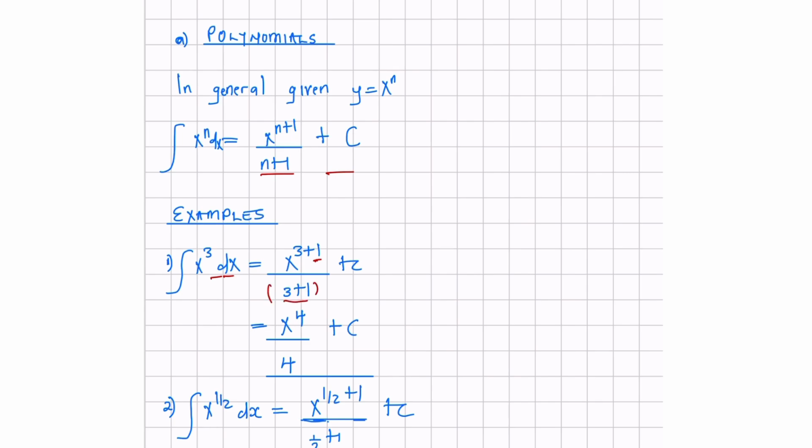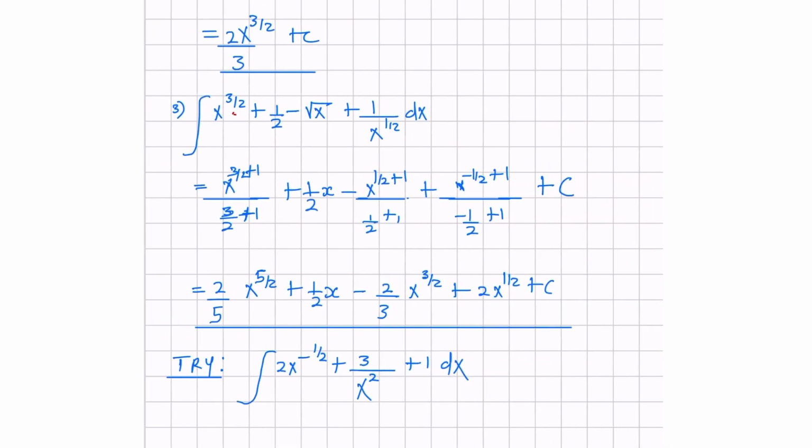We've got another problem here. Problem number 2. It's the same concept. You're going to add 1 to the power, then you're going to divide by the new power, then you add your constant c. Ultimately, you're going to get 2x to the power of 3 over 2 over 3 plus c as your answer. Another example here is still a polynomial. Example number 3. It's still the same concept, right?